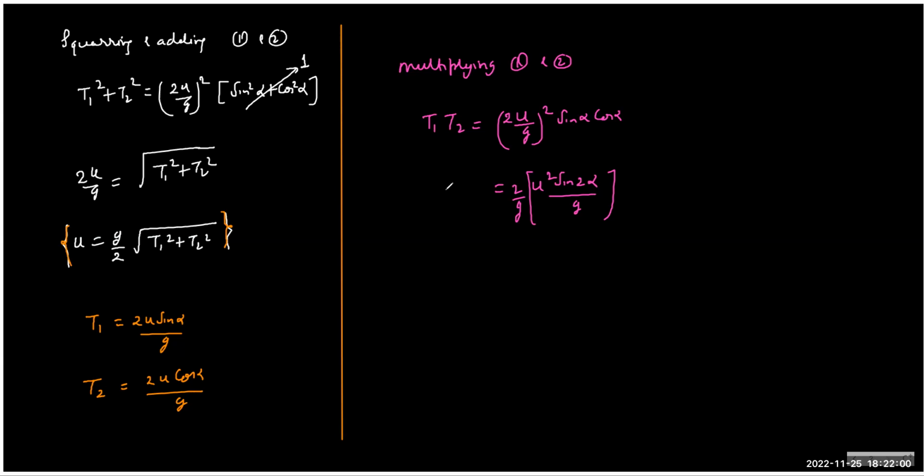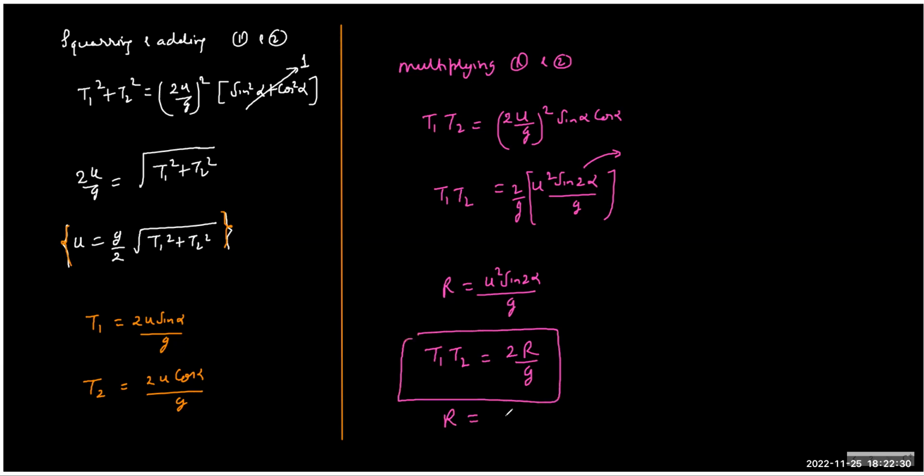Tell me guys, yes or no? Yes, sir. And what is this formula representing? This is the range formula. So range itself is what? So the product itself is 2r by g. So the range is g by 2 T1 T2.